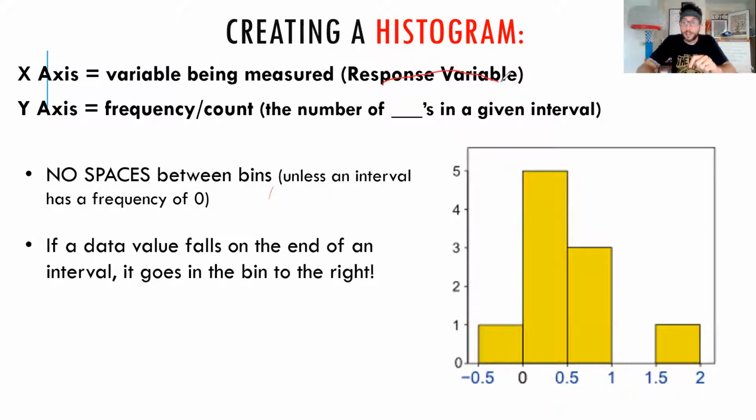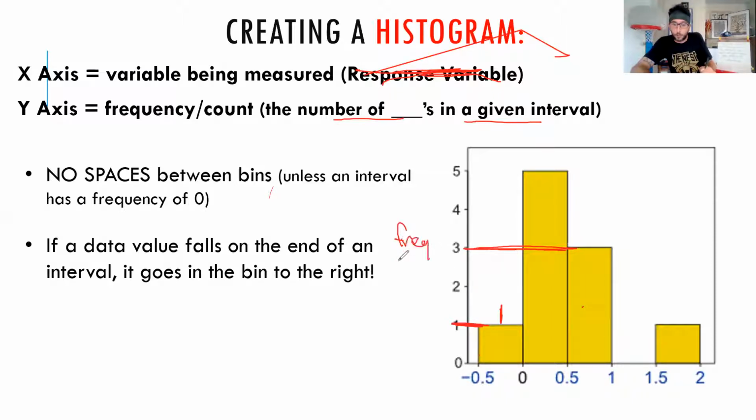And then our y-axis is always going to be the frequency or count. So the y-axis is how many data values were in a given interval. This tells us there was one data value between negative 0.5 and 0. Sure, some data values can be negative, temperatures and stuff. There were 3 data values between 0.5 and 1. So this, which we call the frequency or the count, is the number of data values in the interval. And that's not a variable, that's not something we're measuring. The only thing we're measuring is along our horizontal axis.